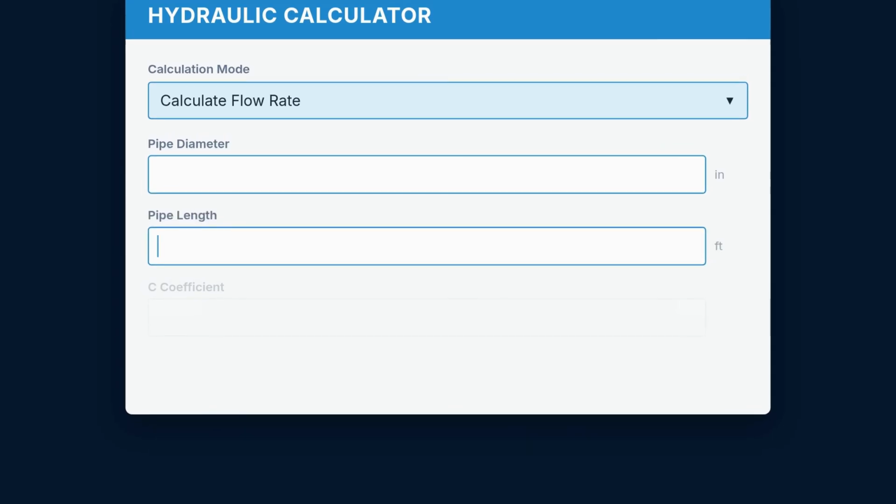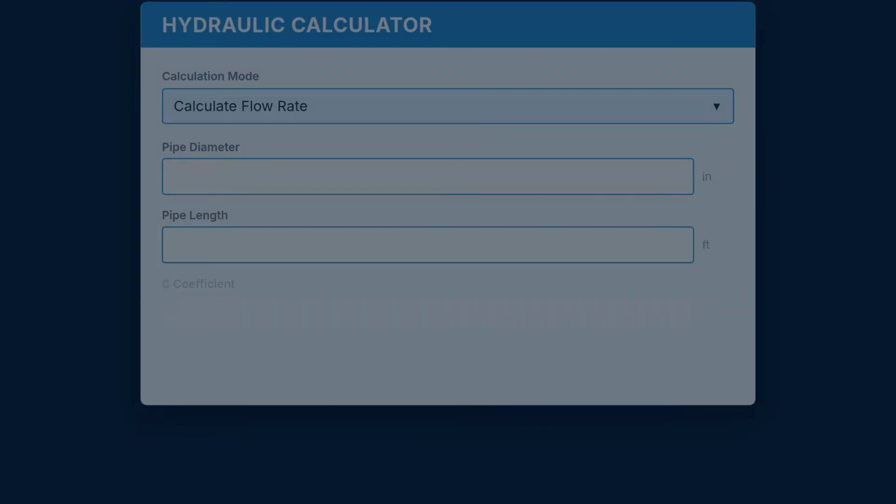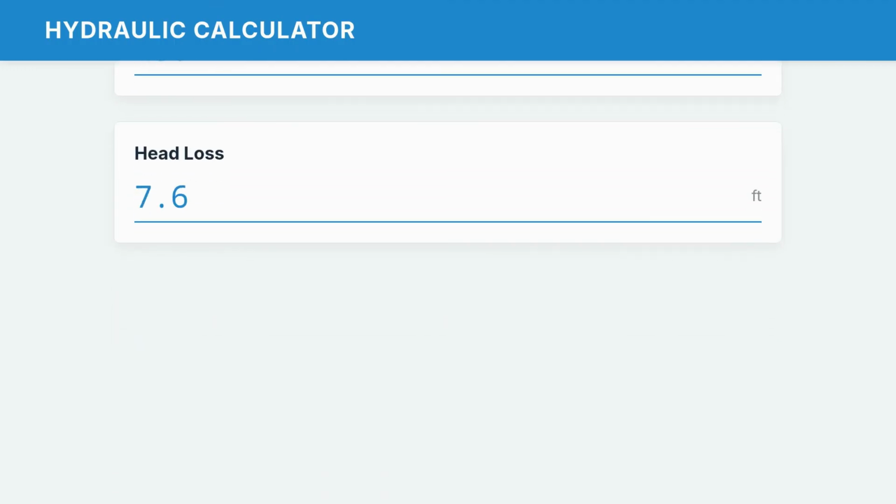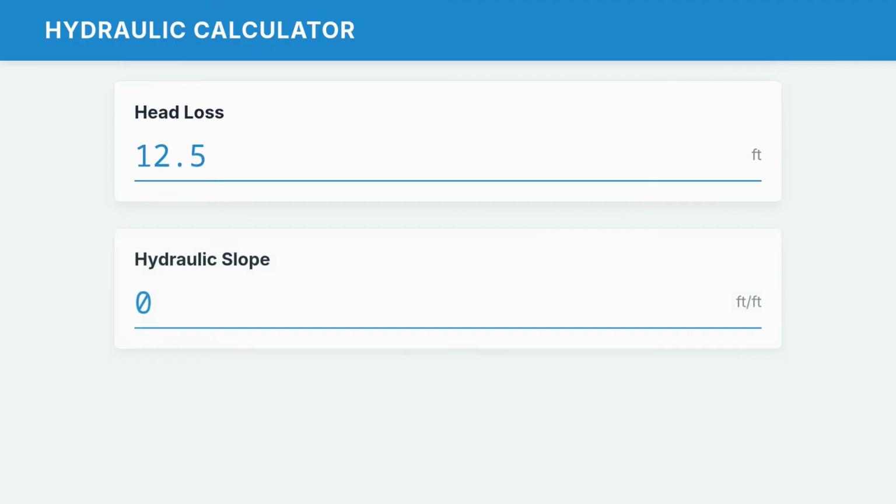The Hazen-Williams C coefficient represents pipe roughness. Enter your flow rate in gallons per minute. Input your head loss in feet. Finally, enter your hydraulic slope in feet per foot.